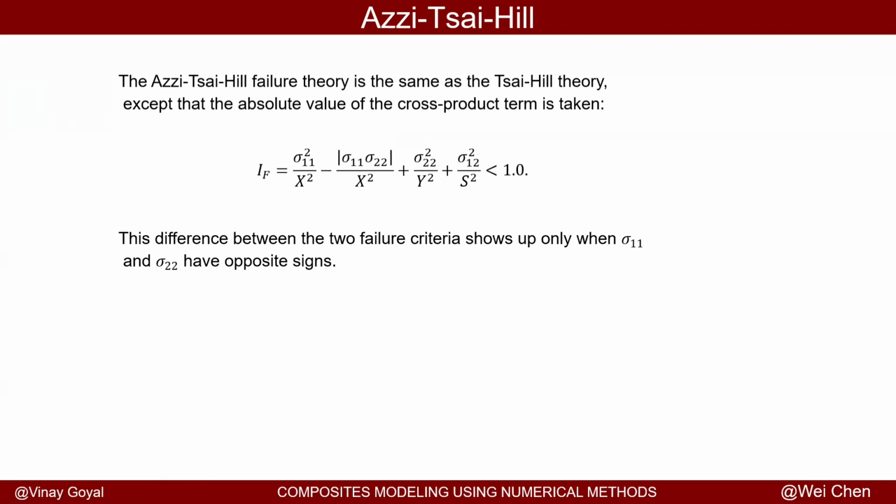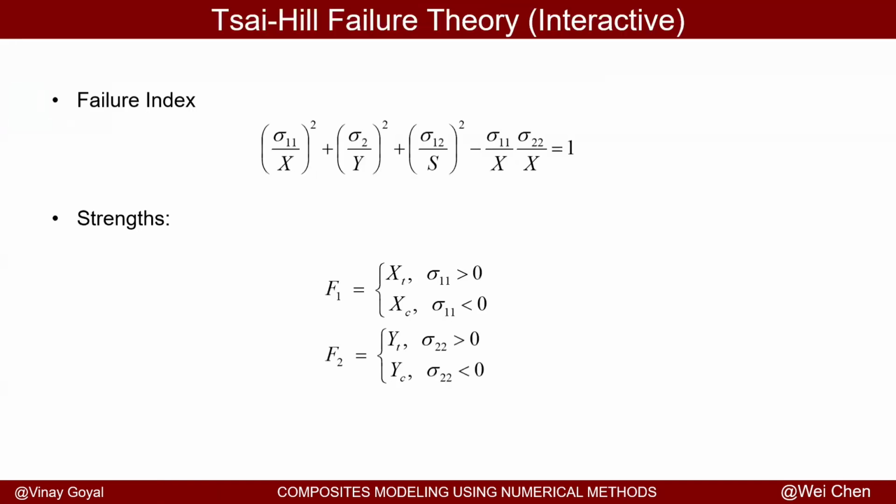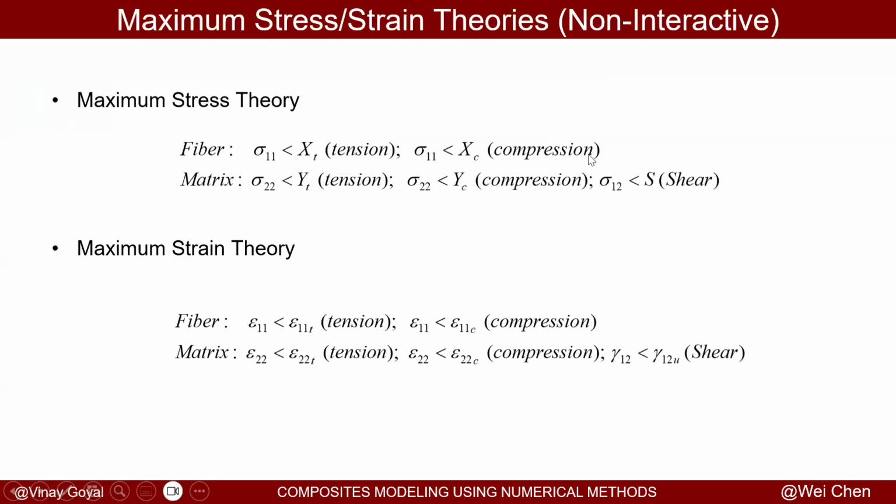If the first ply fails, it's possible for the composite to take additional load, but we're going to assume that the whole laminate fails, and that'll be a conservative design. Tsai-Hill failure theory, the same way. If this achieves 1, then failure is predicted. And then for the maximum stress theory, if any of these criteria is achieved, then failure is also predicted.